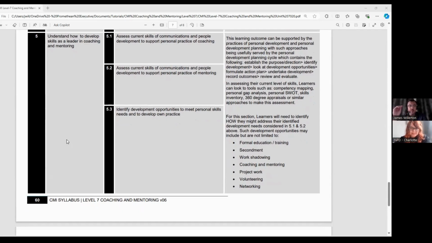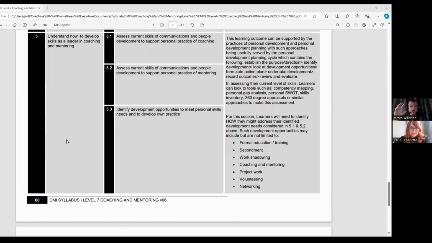And that is the whole point here: to understand how to develop skills as a leader in coaching and mentoring. That's your personal skills. It's not very clear in the questions, but this is in effect a multiple stage personal and professional development plan as a senior leader in coaching and mentoring, with a practitioner focus.